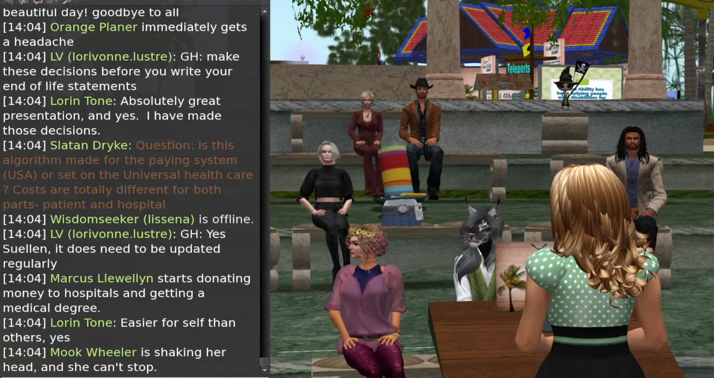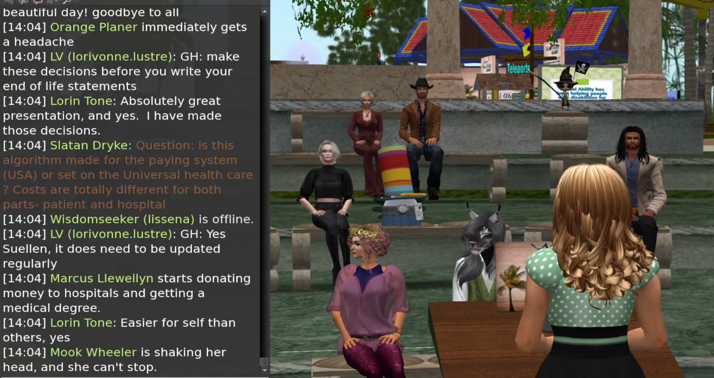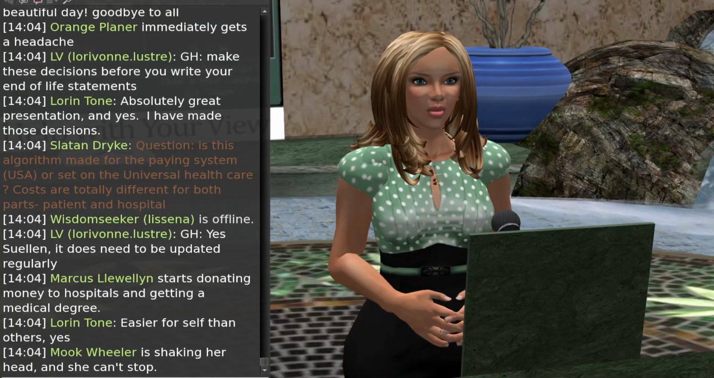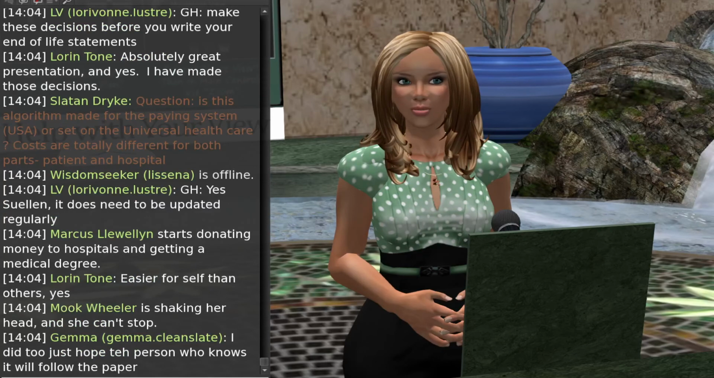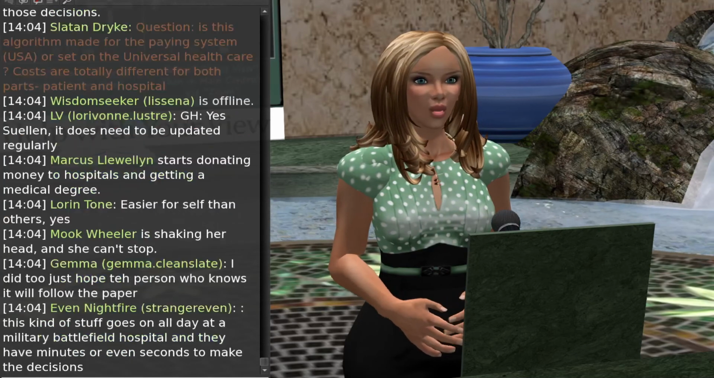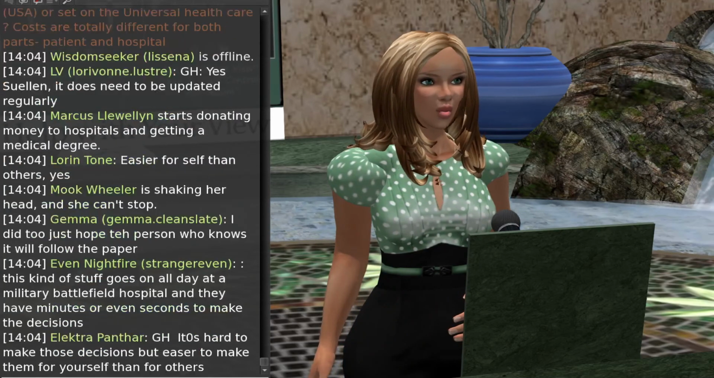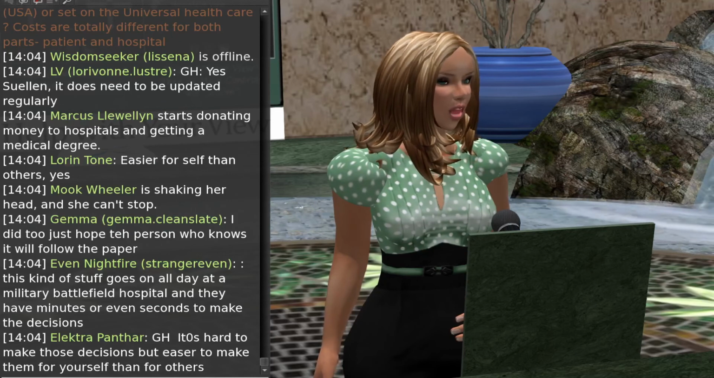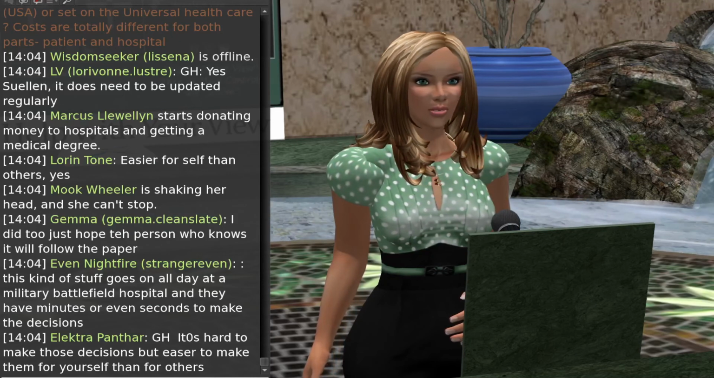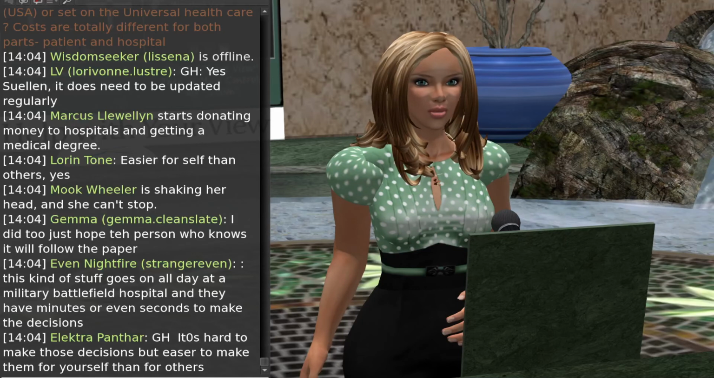Slayton asks, is this algorithm made for the paying system USA or set up on the universal health care? Costs are totally different for both parts, patient and hospital. Slayton, it is just a general system that is used by many hospitals. I don't know if it's related to the paying system or not.